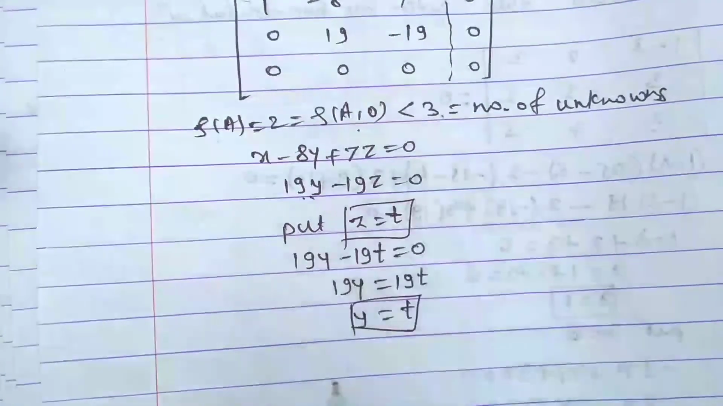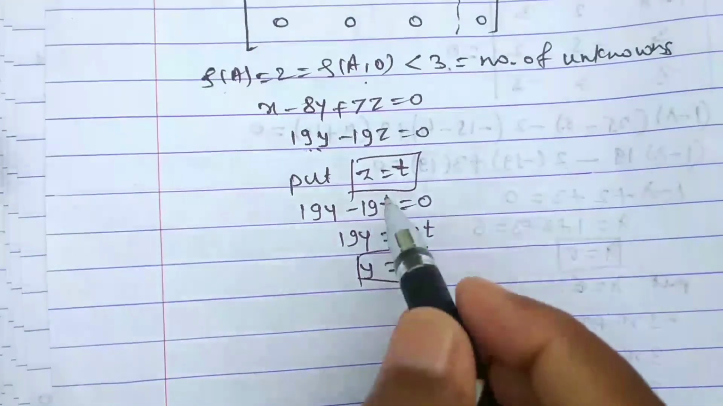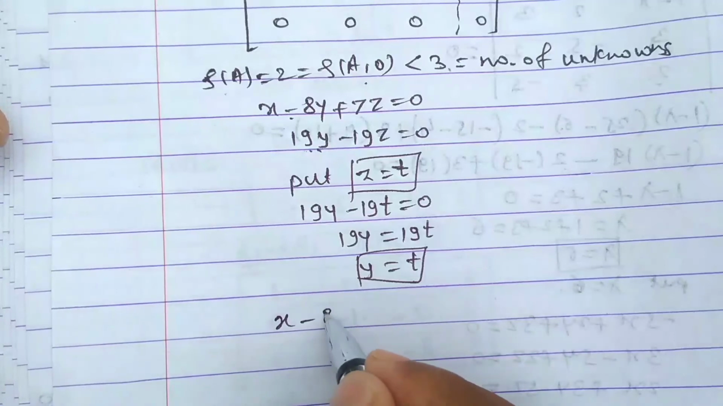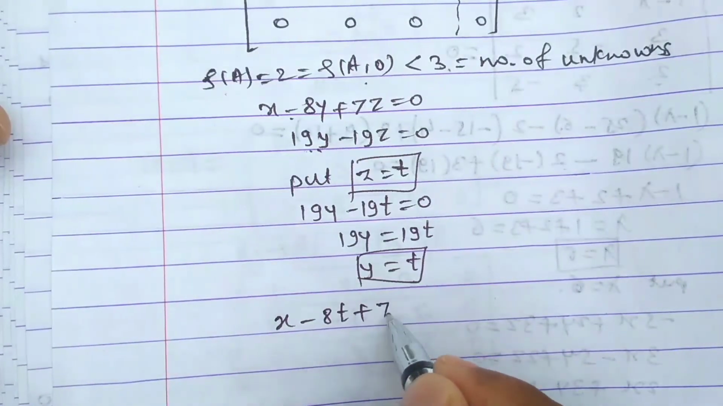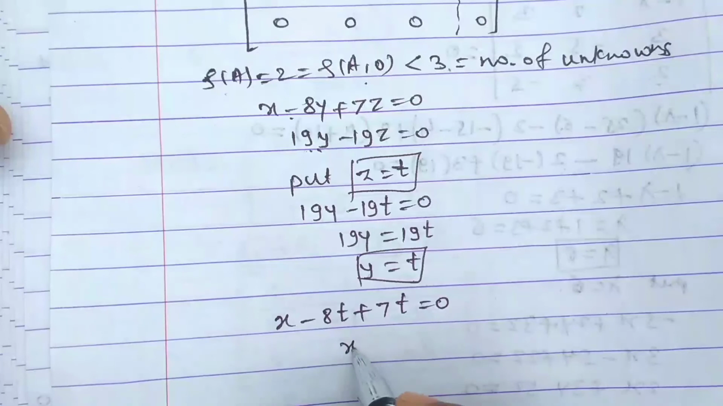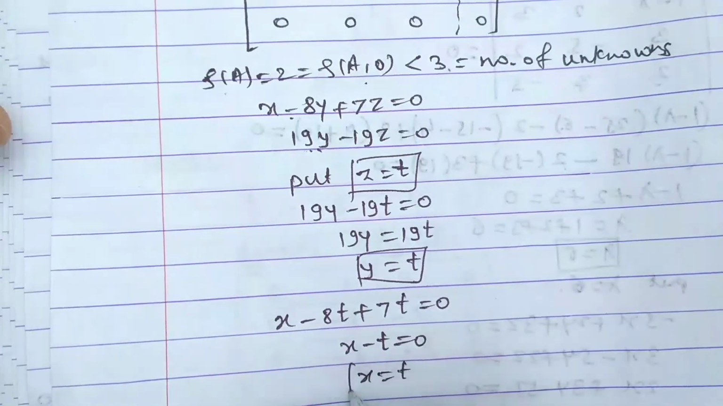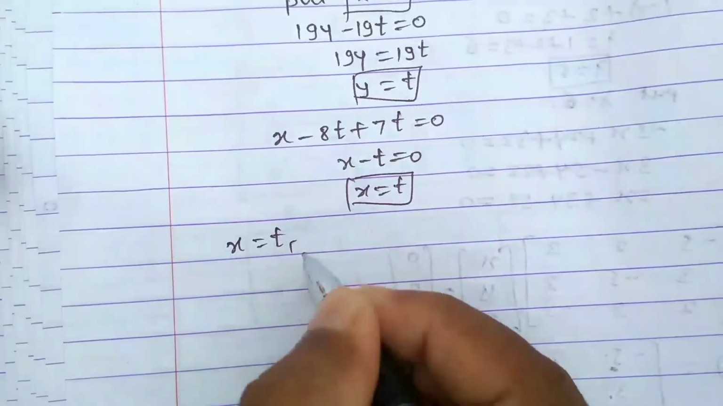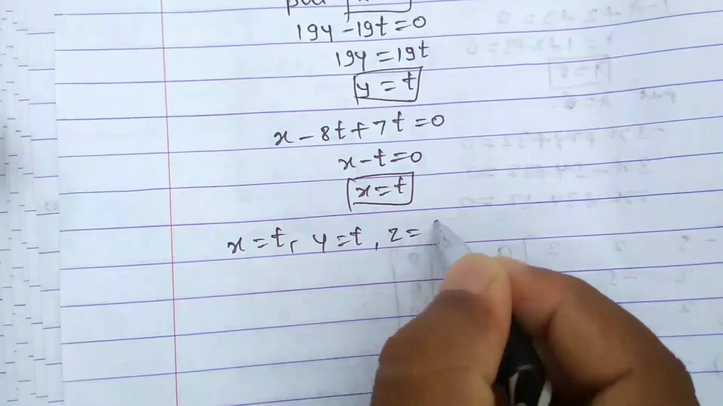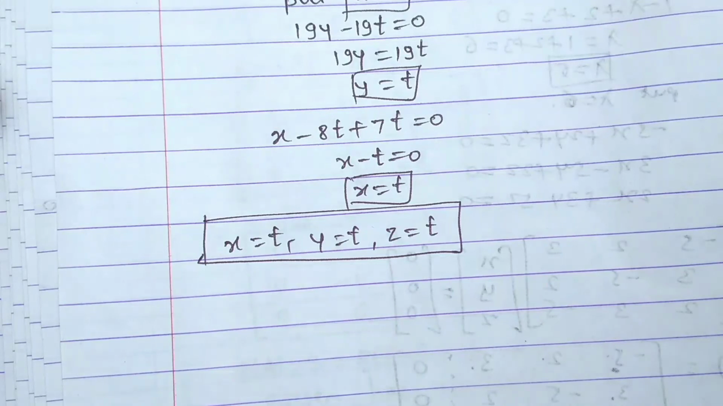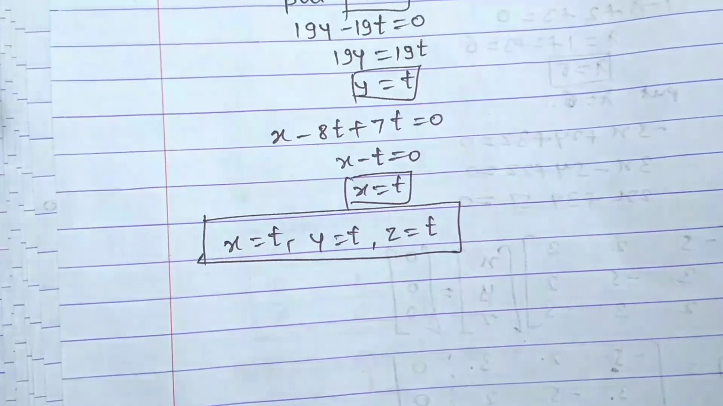So you will get z is t and y is t. Put these in equation number 1. What will you get? x minus 8t plus 7t equals 0. That means x minus t equals 0, so x equals t. So we get the final solution for this system as x equals t, y equals t, and z equals t. This is a non-trivial solution, also called the infinitely many solutions for the given homogeneous system.